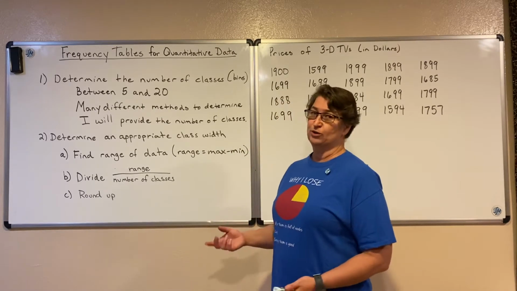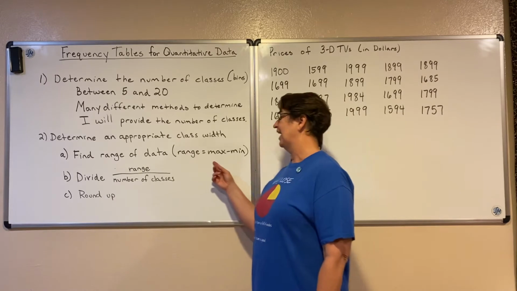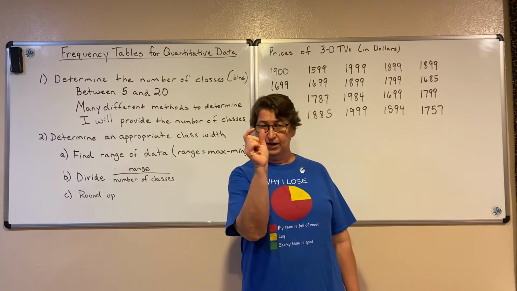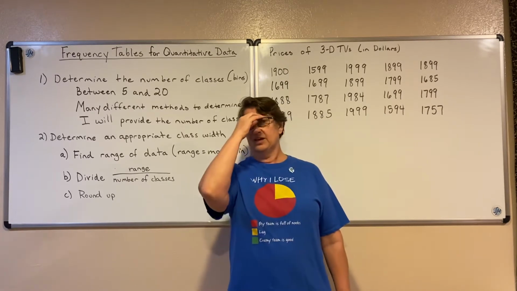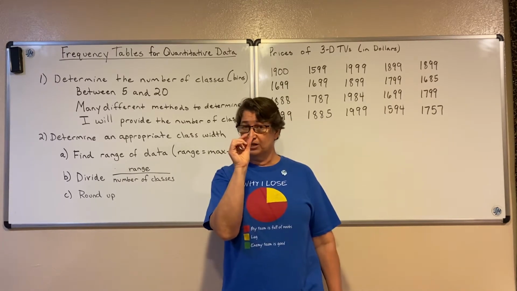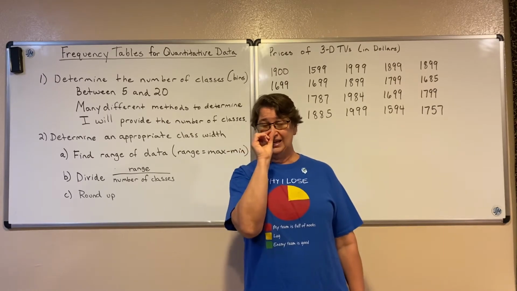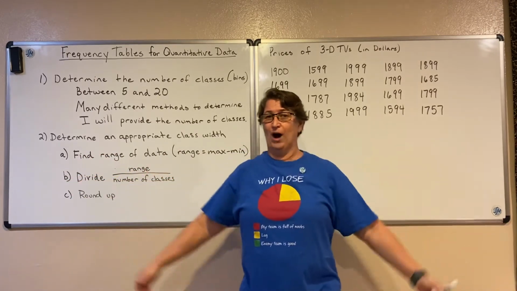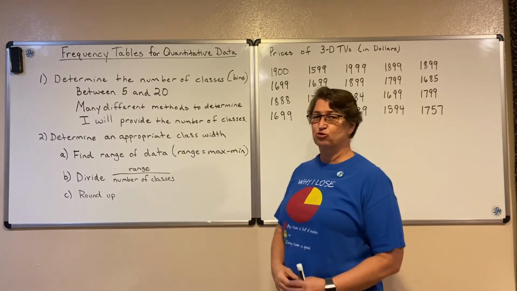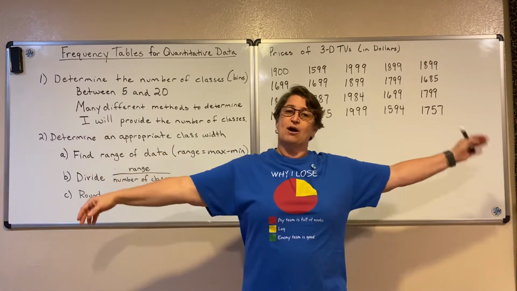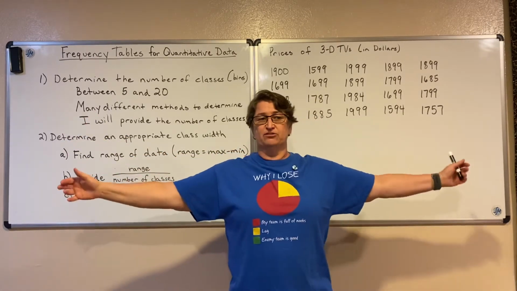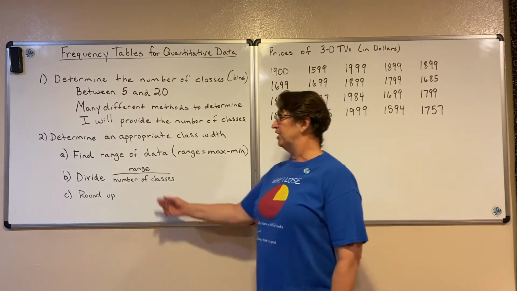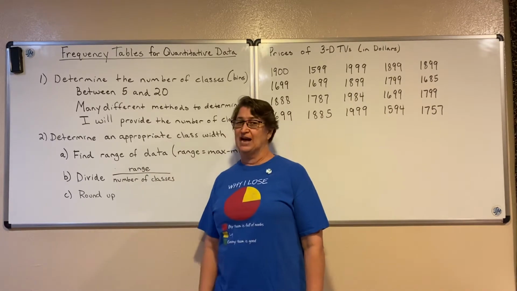So I'm going to go through these steps where I find how spread out my data is. If all my data is within one unit, then my widths need to be really, really tiny. But if my data is way spread out, then my widths are going to need to be wider. So the first thing I need to know is how spread out is my data. I'm going to take my biggest number and my smallest number and subtract them to find out how spread out the data is. Then I'm going to divide that by the number of classes I want.